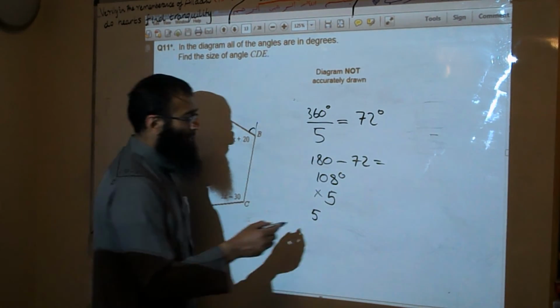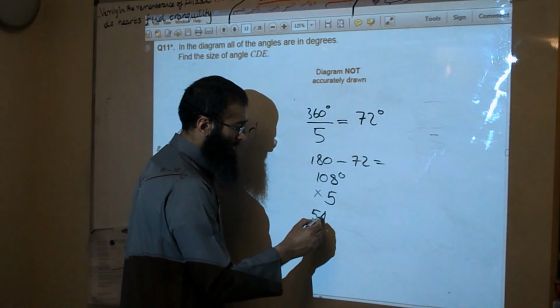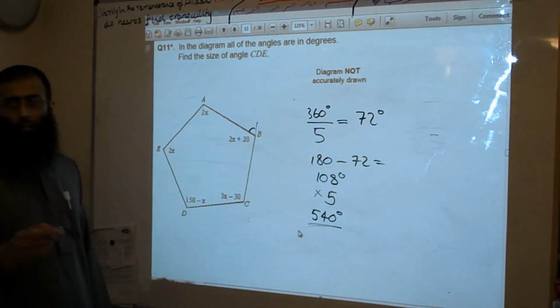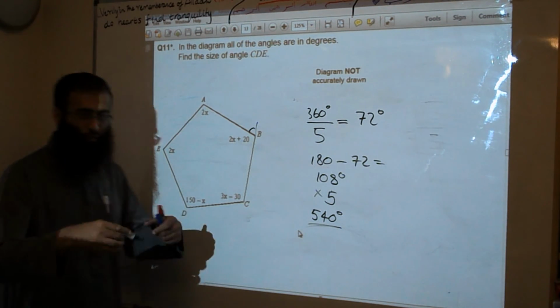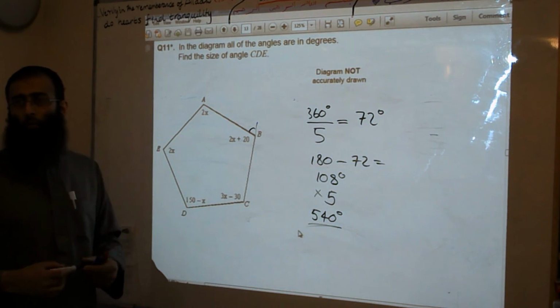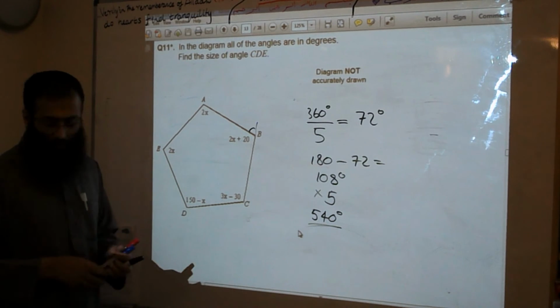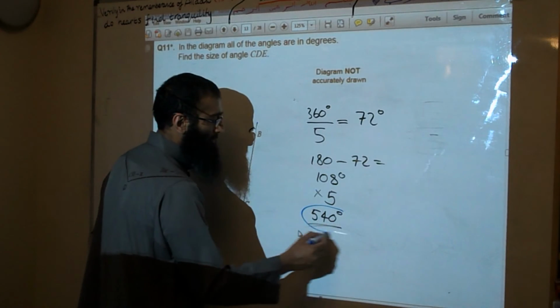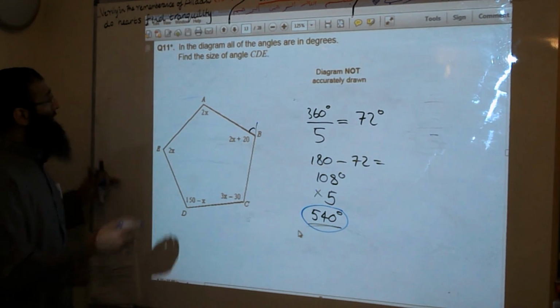108 times by 5 will give us 540 degrees, as Umar so eloquently said in the beginning. But I want all of us to arrive at 540 rather than just take it for granted. So 540, that's one way of working it out. Or we can do this other technique.